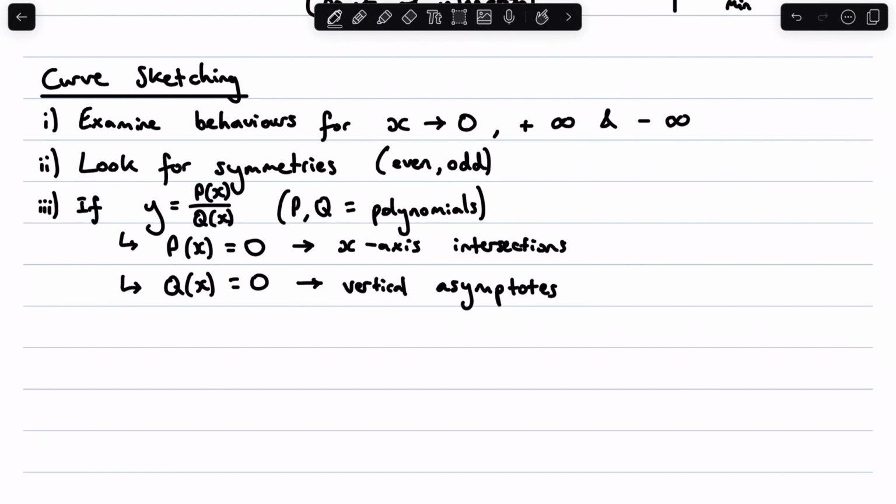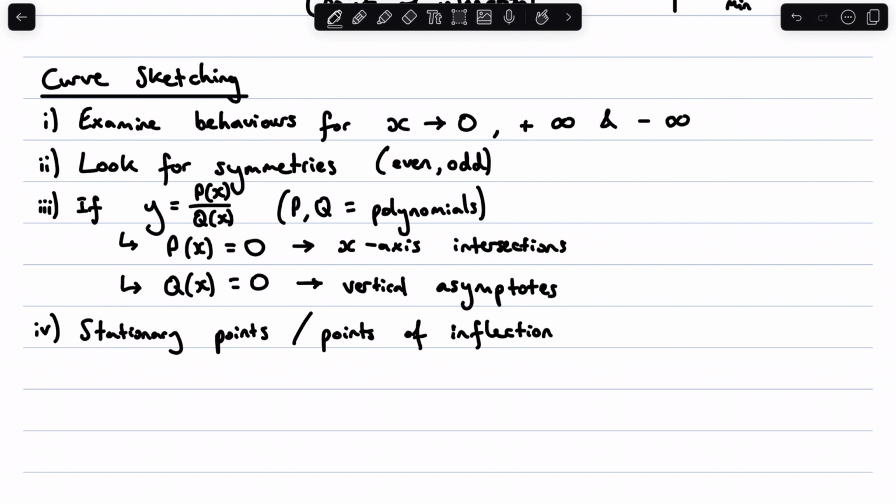Next, if our function y = f(x) is of the form p(x) over q(x), where p and q are both polynomials, when p(x) equals 0, this will result in x-axis intersections, because the whole y(x) will then be 0. Whereas when q(x) is 0, we'd have y tending to infinity, and that will be a vertical asymptote, and that could be positive or negative infinity in the y direction.